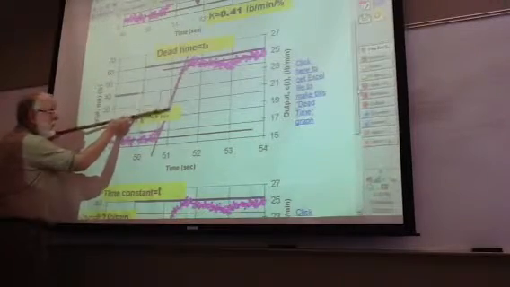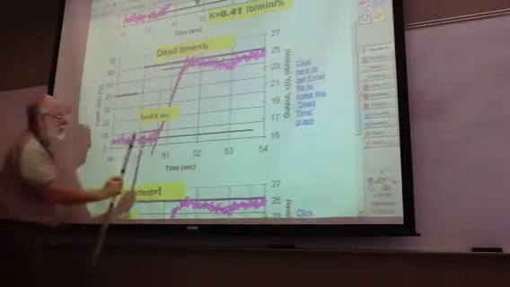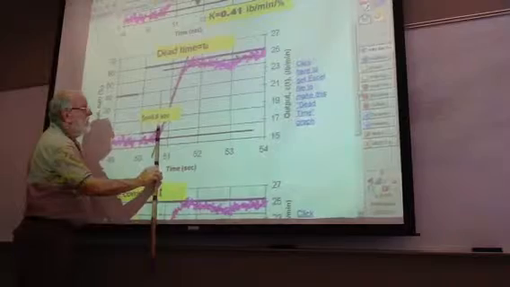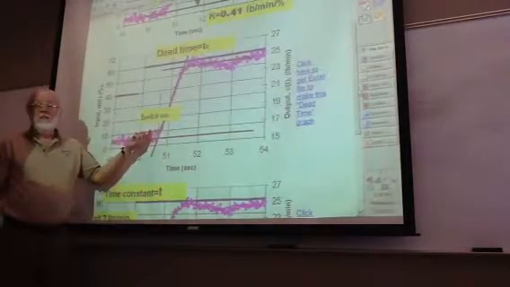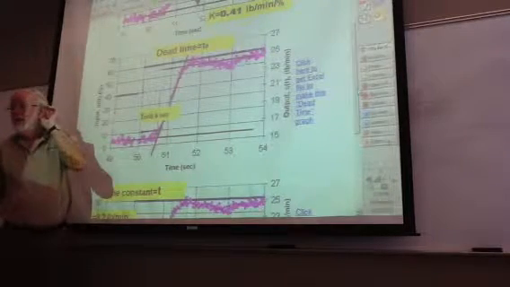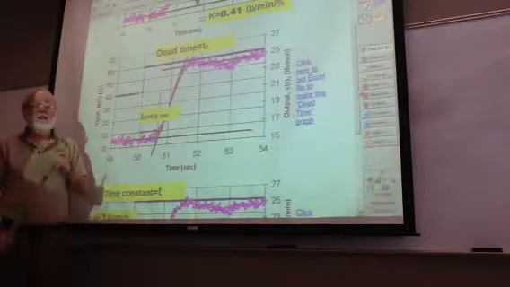And where this line intersects this line, we draw a vertical line from here up to here, and that distance we call dead time. That's how you get dead time.